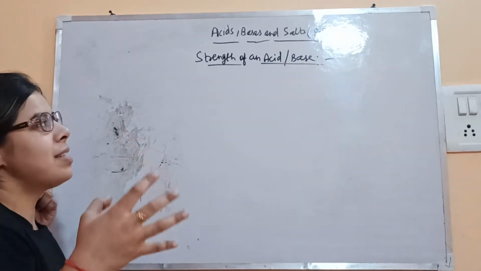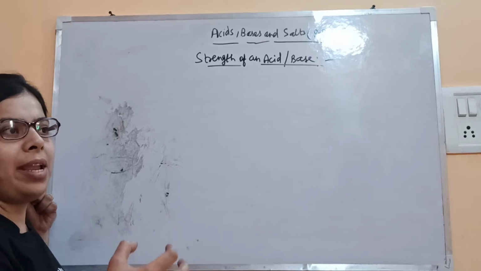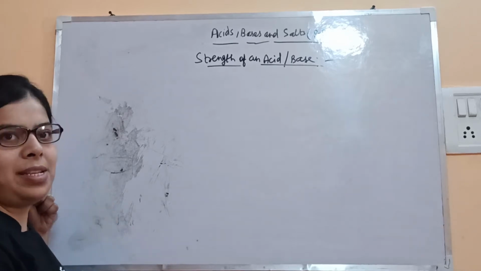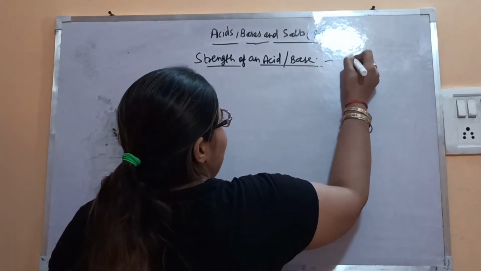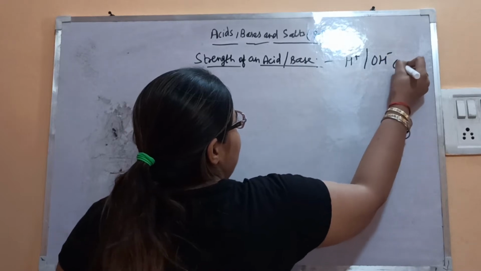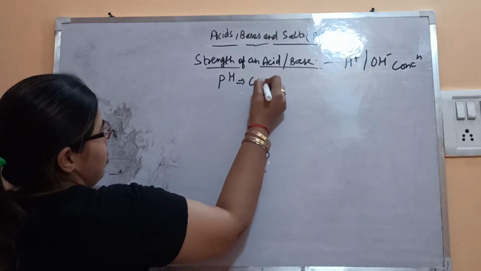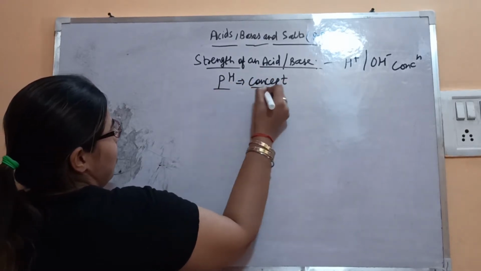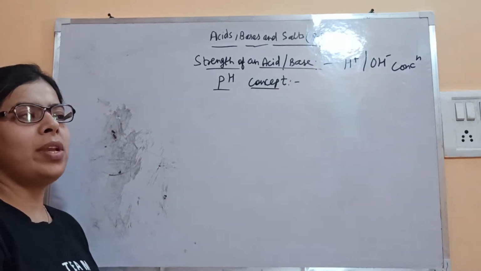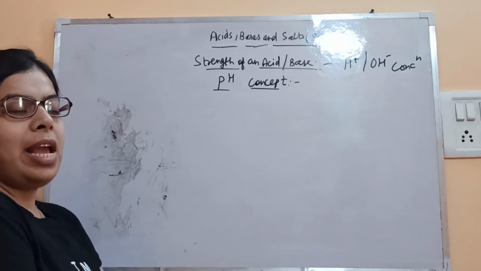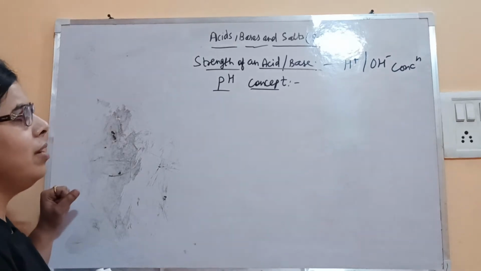So let's broaden this concept. Strength of an acid or a base in terms of strong acid or a weak acid. How will we determine that, whether the strength of H plus ion is more or OH minus ion is more? We talk about the strength of an acid or a base in terms of H plus or OH minus ion concentration. This is in terms of the pH concept. Let's see what is pH. With the help of H plus or OH minus ion concentration we will come to know whether the particular acid is a strong one or a weaker one.